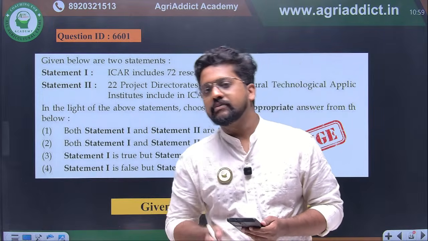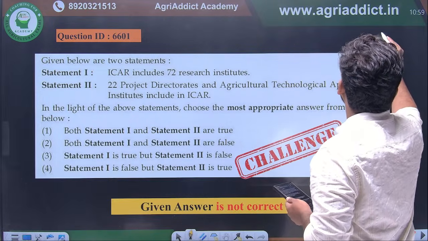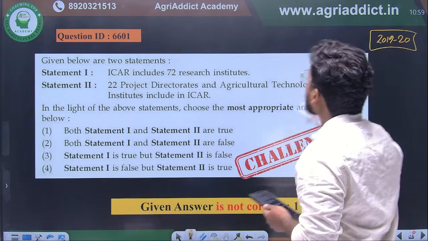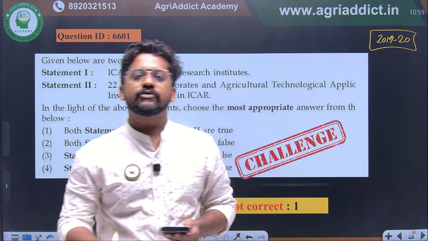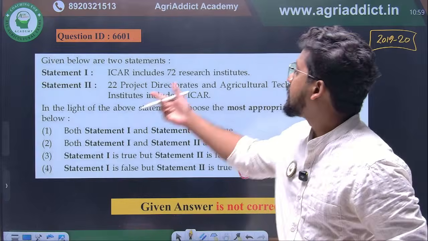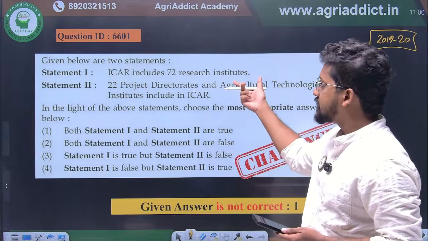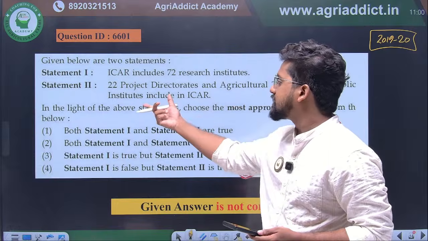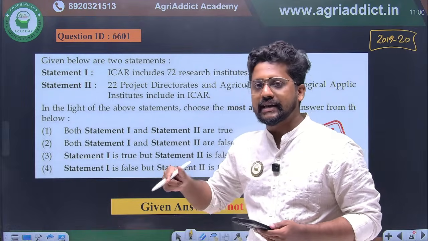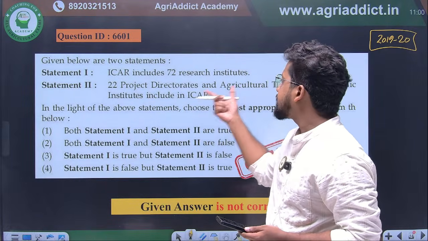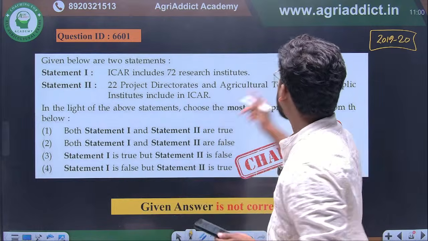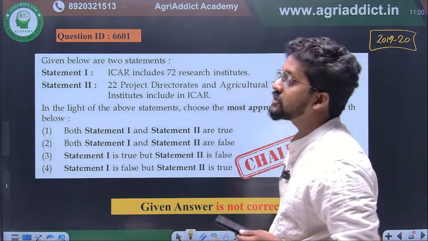Why am I saying it? Because if you're checking the 2019-20 annual report of ICAR, they have directly given that ICAR includes 72 research institutes. There are 22 project directorates and agricultural technological application institutes. This is also known as ATARI, right? So 22 project directorates and ATARIs are included in the ICAR. Okay. So based on the data of 2019-20, it is correct.